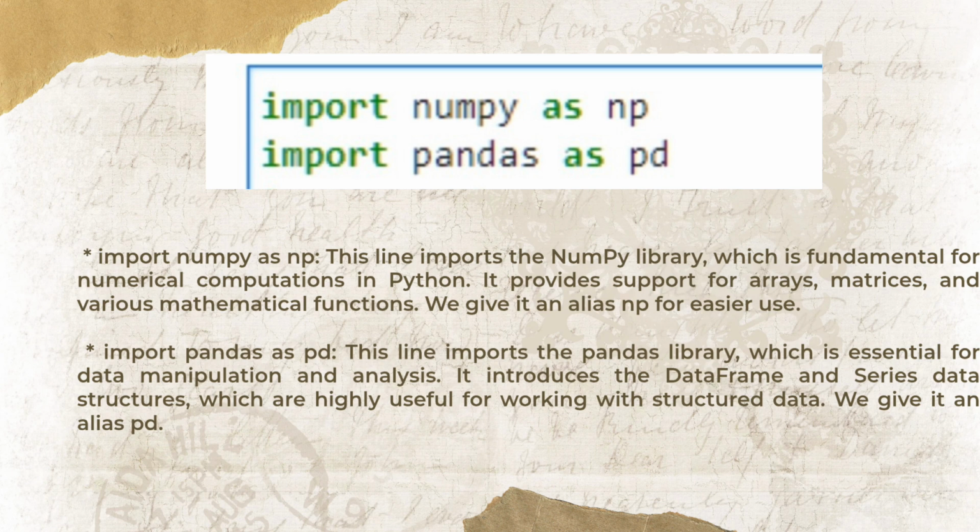import numpy as np. This line imports the NumPy library, which is fundamental for numerical computations in Python. It provides support for arrays, matrices, and various mathematical functions. We give it an alias np for easier use. import pandas as pd. This line imports the pandas library, which is essential for data manipulation and analysis. It introduces the data frame and series data structures, which are highly useful for working with structured data. We give it an alias pd.